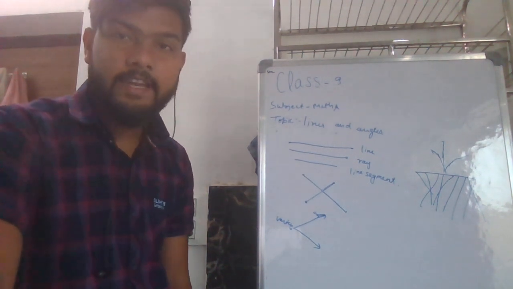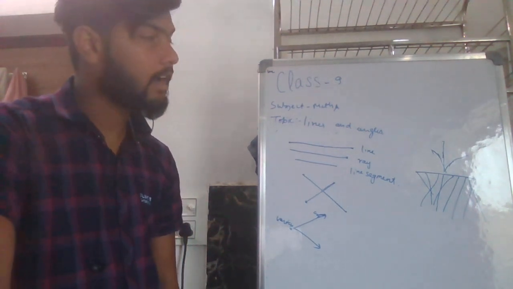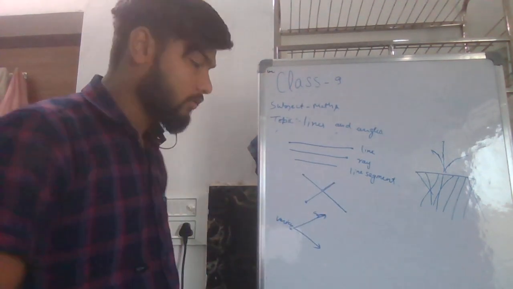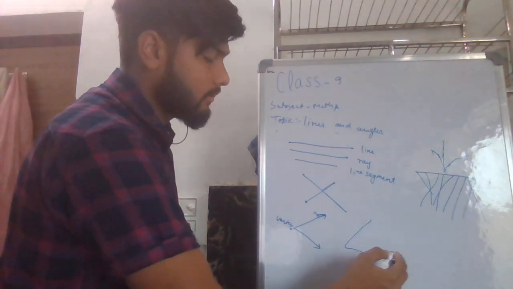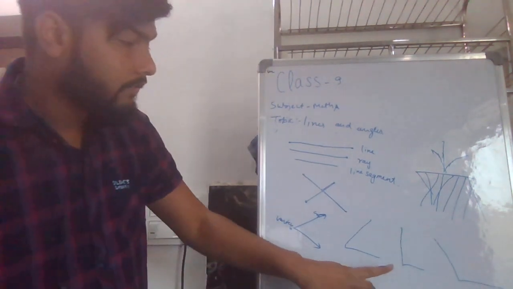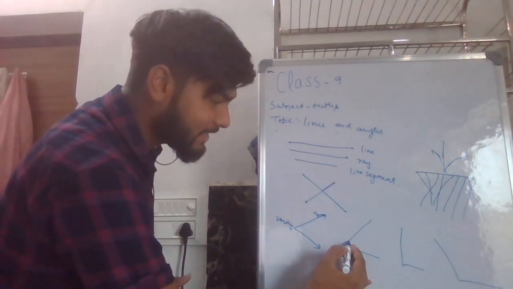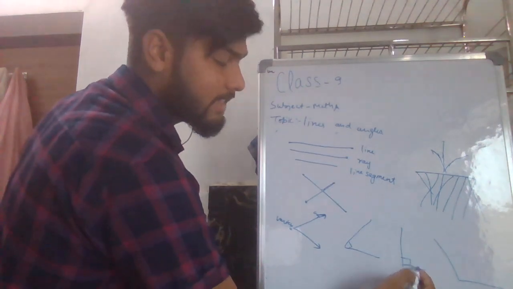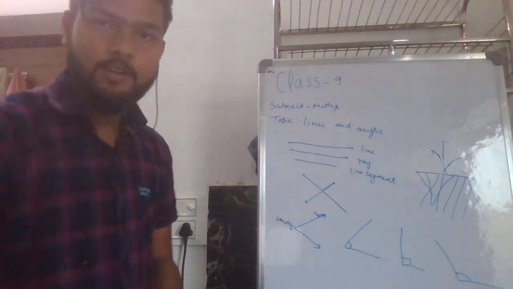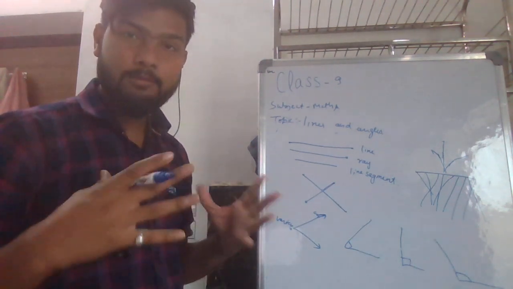Now I will tell you what the different types of angles are. You have to tell me the different types of angles. I will draw the angles first. As we can see, this is an acute angle, this is a right angle, and this is an obtuse angle. Very good. Now we know about these types of angles.